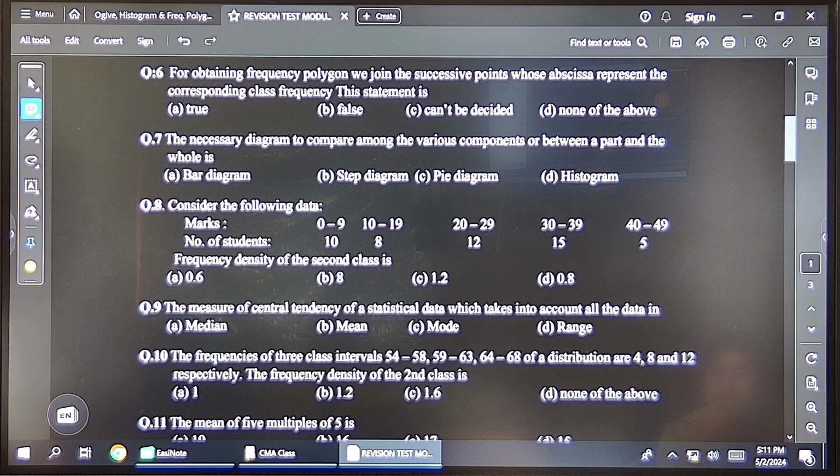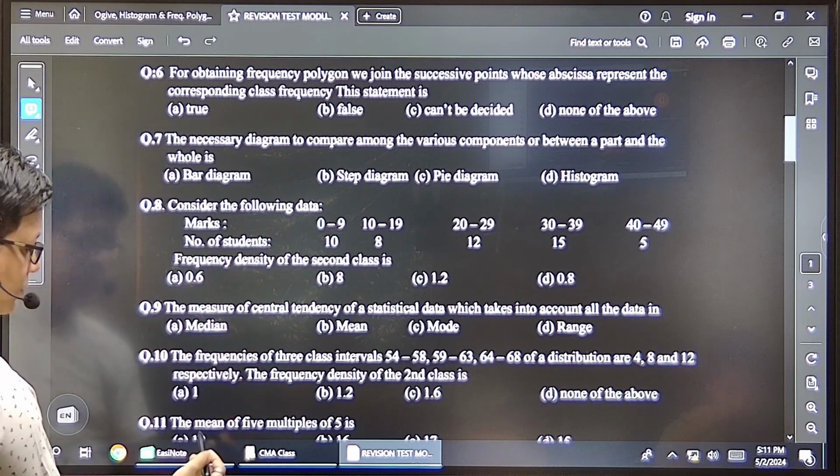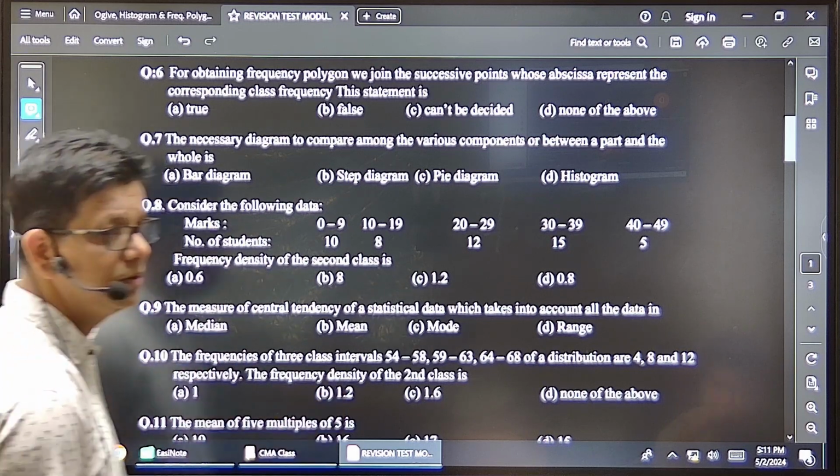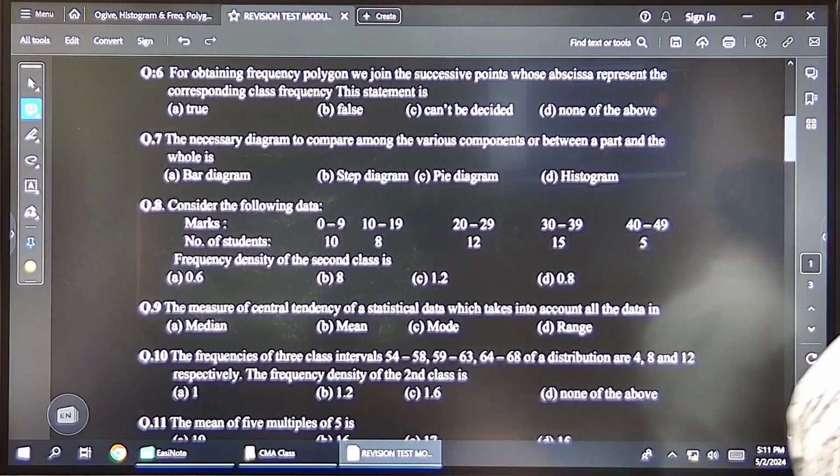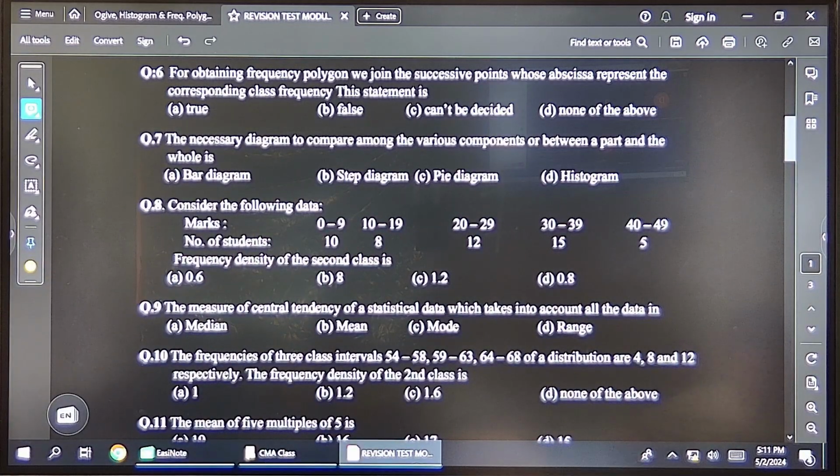So now you see question number 9. No, sorry. Question number 8 and question number 10. If you know what frequency density is, you can do both questions 8 and 10. You just need to know what frequency density is and how frequency density is found. If you know it, you can get the answer. It is even there in the PDF that I have shared, frequency density. Which one is called frequency density?